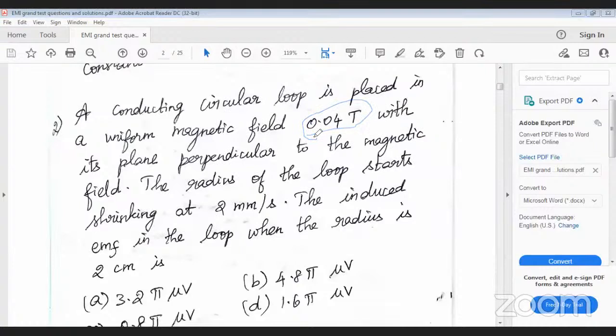The circular loop is placed in the field such that its plane is perpendicular to the magnetic field. Plane perpendicular to the magnetic field means you can get maximum flux through the circular loop. When the plane is perpendicular, the angle between the magnetic field and the area vector is 0 degrees. So that means the flux linkage with the circular loop is maximum.